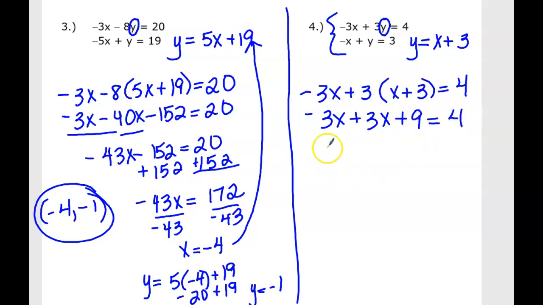All right, now what happens when I combine my like terms? These cancel out. I'm left with 9 equals 4. Well, I know that 9 does not equal 4, so this is an example of no solution.